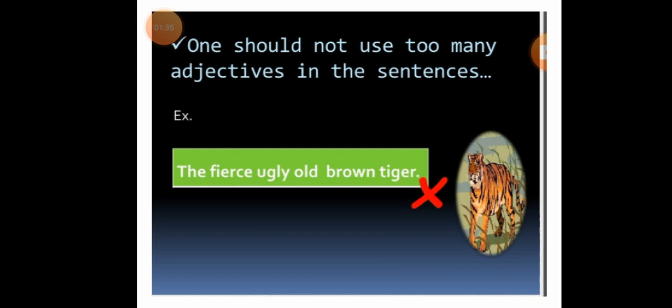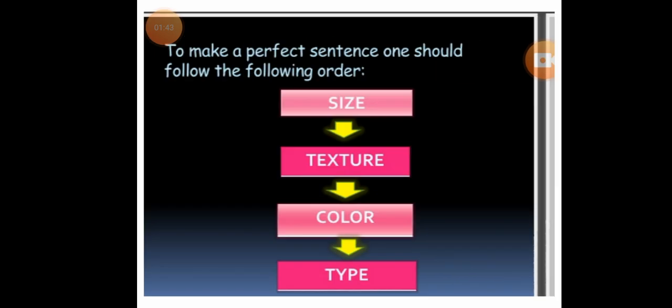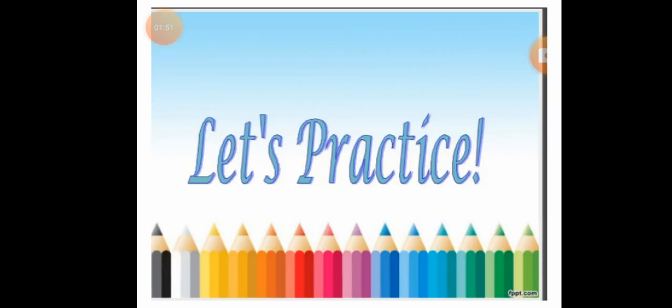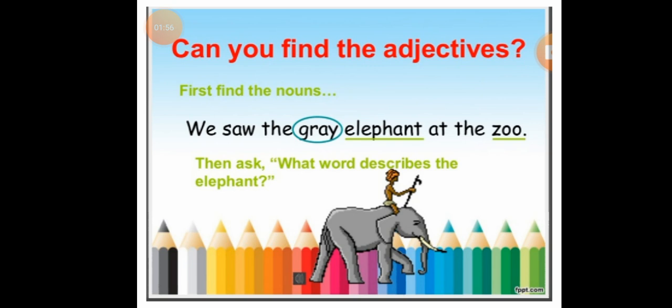One should not use too many adjectives in a sentence, like the fierce, ugly, old brown tiger. To make a perfect sentence, one should follow this order: size, then texture, then color, then type. So let us practice. Can you find the adjectives?